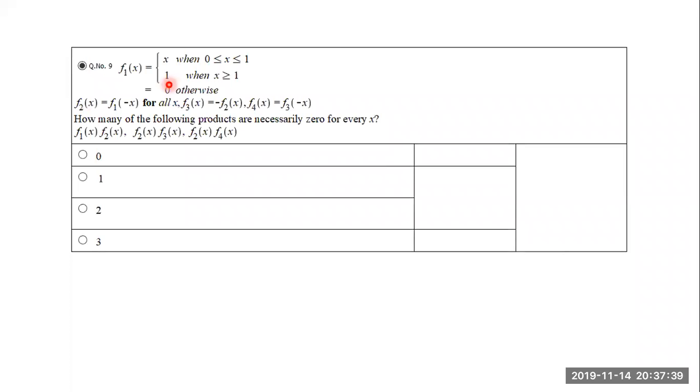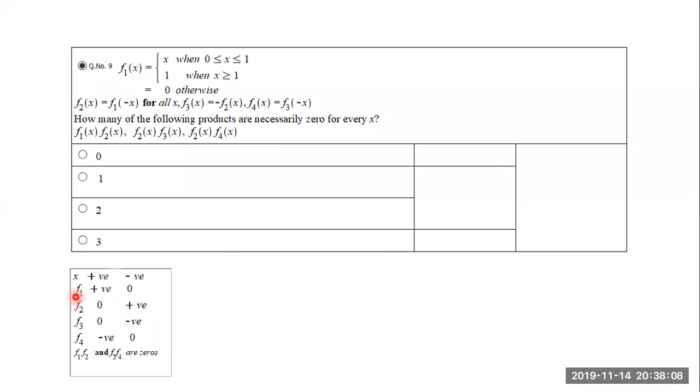Now, question number 9. f1(x) is equal to x when x is greater than 0 and less than 1, is equal to 1 when x is greater than or equal to 1, and is equal to 0 otherwise. So f2(x) is equal to f1(-x) for all x, f3(x) is equal to -f2(x), f4(x) is equal to f3(-x). How many of the following products are necessarily 0 for every x? You will see how we are going to do it.